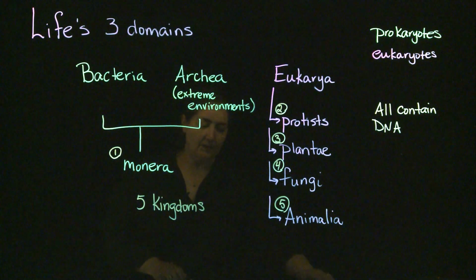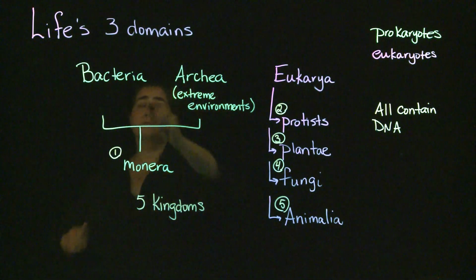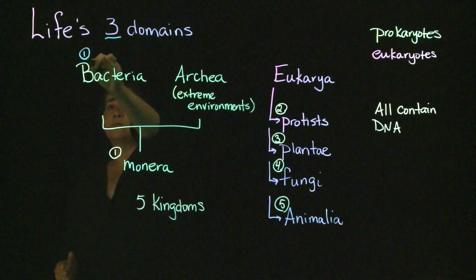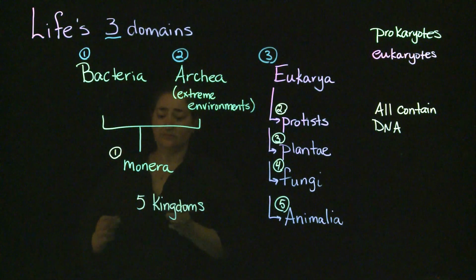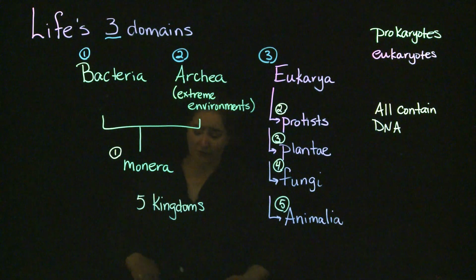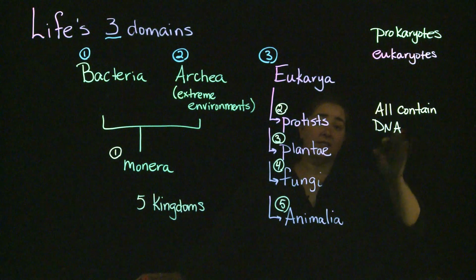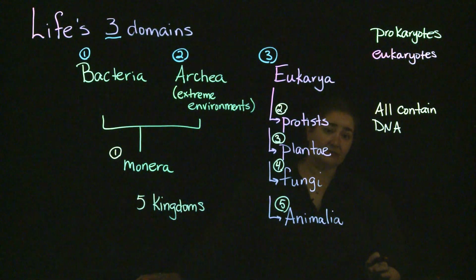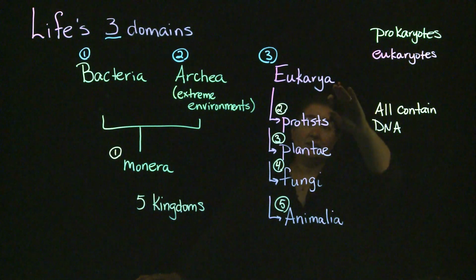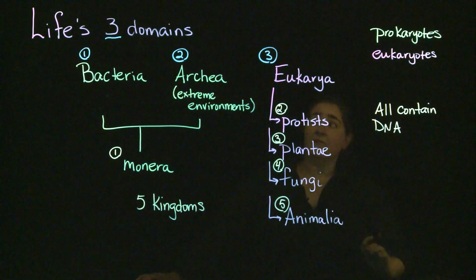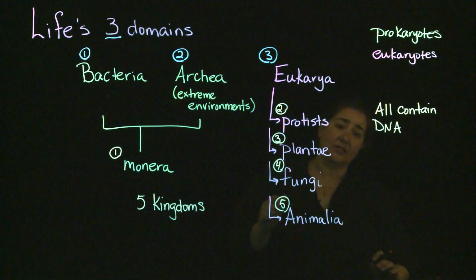All right. The 3 domains here: bacteria, archaea, eukarya. Okay. And like I was saying before, what unites each of these, all right, is that they're all going to contain DNA. All right. Bacteria have DNA, archaea have DNA, eukaryotes have DNA. The difference between bacteria and archaea and eukarya is how they store their DNA, okay?